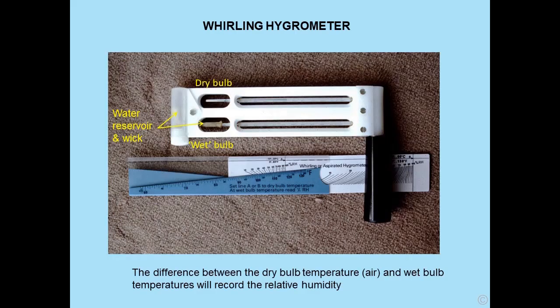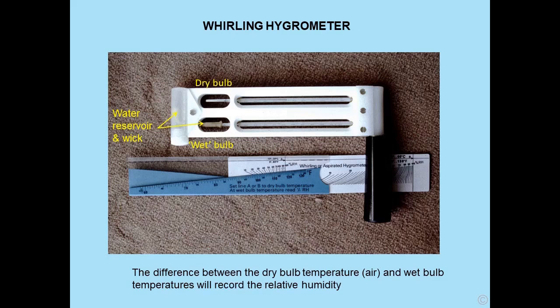One method of looking at atmospheric moisture, i.e. measuring the relative humidity, is a whirling hygrometer. It's rather like a football rattle, where we have two identical thermometers. The top one is known as a dry bulb, and the bottom one is known as a wet bulb. This has a wick around it, and this wick leads into a little reservoir of water.